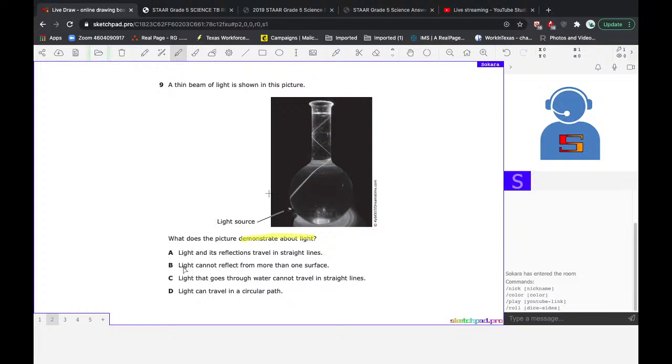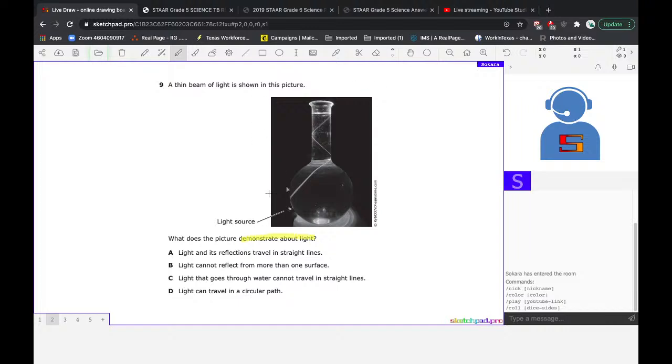Let's go through the answer choices, because for these types of questions, we use the process of elimination to find the best answer choice. Option A says the light and its reflections travel in straight lines. As we can see here, the light is traveling in straight lines, so option A looks good. Option B: the light cannot reflect from more than one surface. This is incorrect because it is reflecting multiple times, and that is not what the picture is demonstrating.